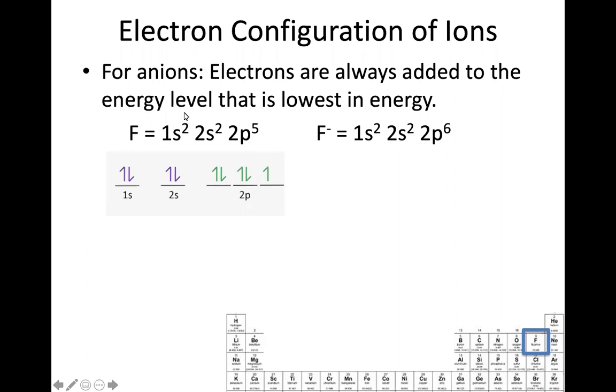So if I'm adding an electron to fluorine, 1s2, 2s2, 2p5, I could add the next electron to make the fluoride anion. You can see the spot for it. It's going to go and make it 2p6. When we're adding electrons to make anions, it's pretty easy. We just add it to the next available energy spot.